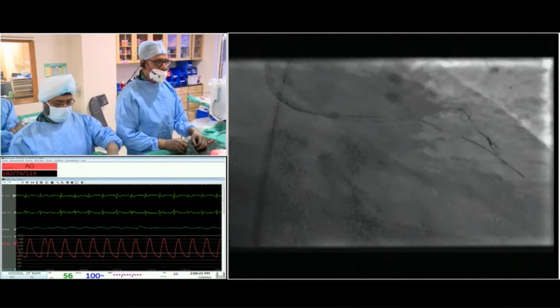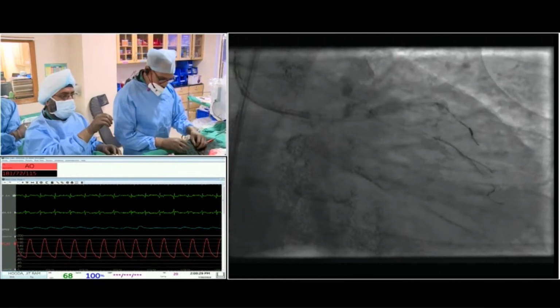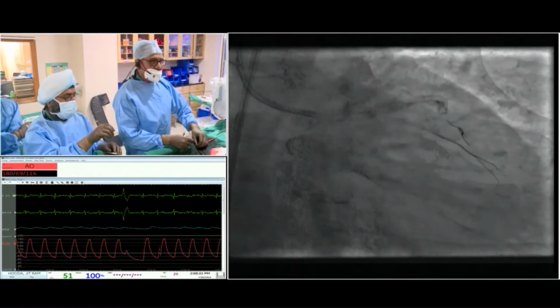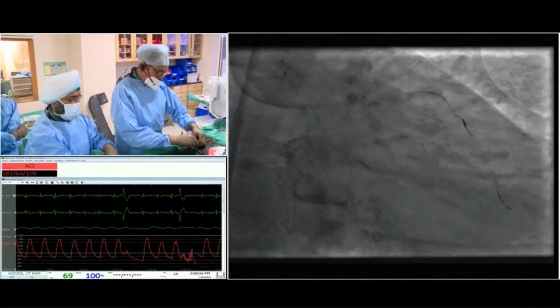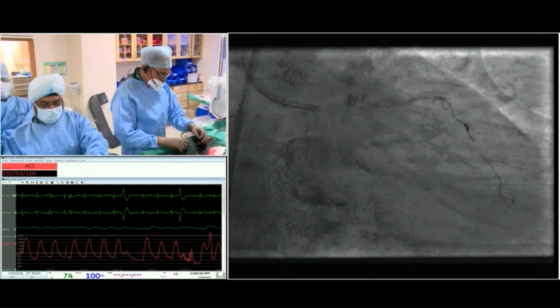Any suggestions in the middle of this case? No, you're doing it very smoothly and nicely. I'll remove the trapped wire here. The trapped wire is removed because it gave me guidance as to where to cross, recross.